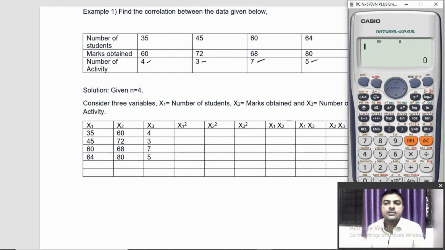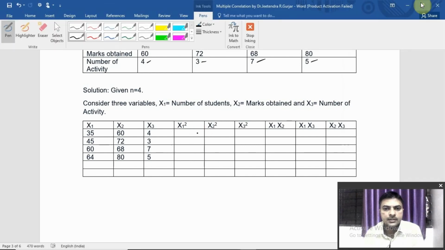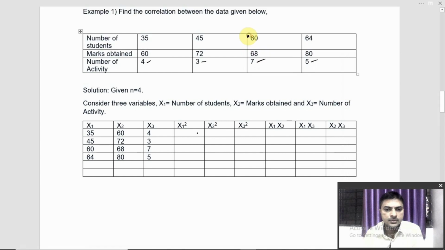Yes, calculator is on the right hand side. I'll substitute the values now quickly, and I will take the squares. So 35 square, 35 into 35, you can see 1225. I'm going to take it here. So I have chosen the pen, so let me stop the pen. So here I get 1225.